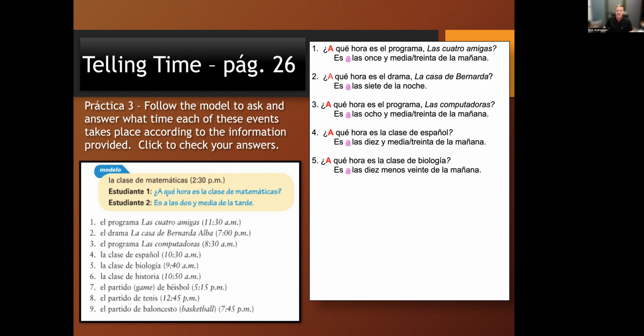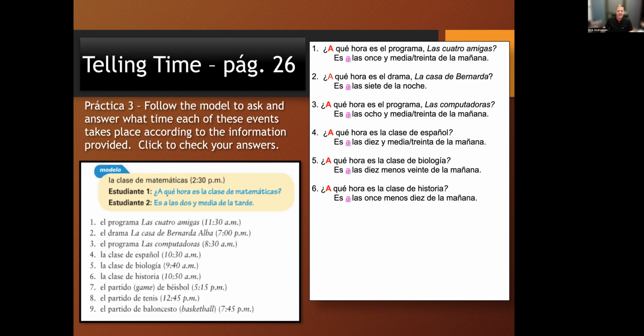Número 6, la clase de historia a las 10:50. ¿A qué hora es la clase de historia? Es a las 11:10 de la mañana. Clase, repitan, ¿a qué hora es la clase de historia? Es a las 11:10 de la mañana.